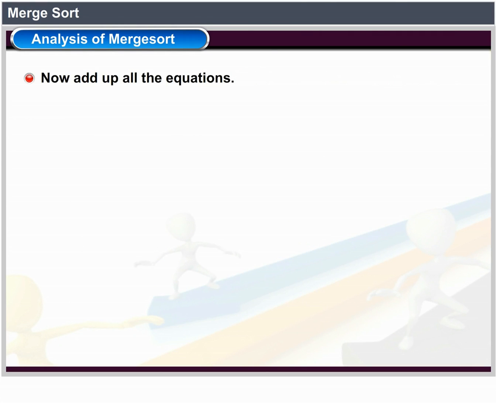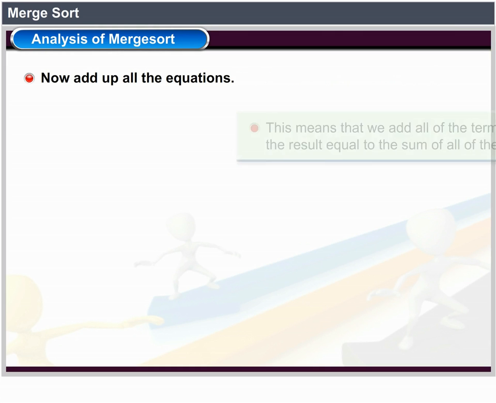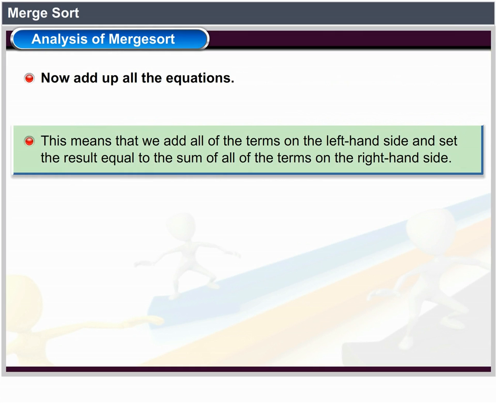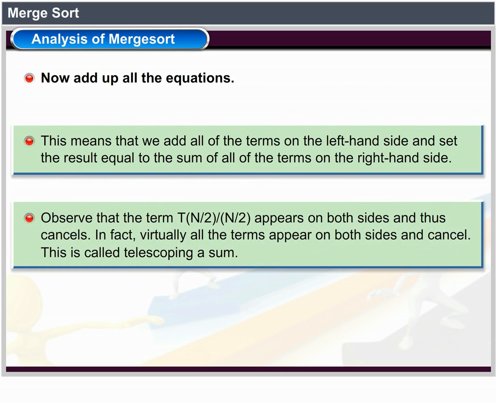Now add up all the equations. This means that we add all of the terms on the left hand side and set the result equal to the sum of all of the terms on the right hand side. Observe that the term T(n/2)/(n/2) appears on both sides and thus cancels. In fact, virtually all the terms appear on both sides and cancel. This is called telescoping a sum.